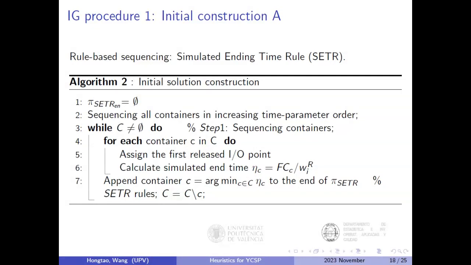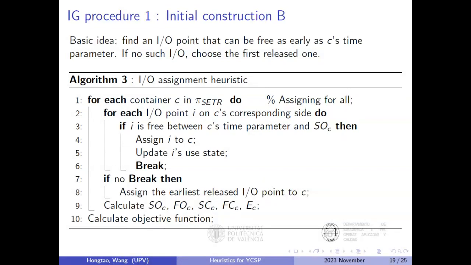We do two decisions separately. In this postcode, we do our assignment based on our SETR, based on a rule. This is a simulated ending time rule, and that's to say, once we have a rule, we fix our sequence, and then we do another step. We assign this, and the general idea of the assignment is more or less rule based, and this is a procedure. This is the initial part.